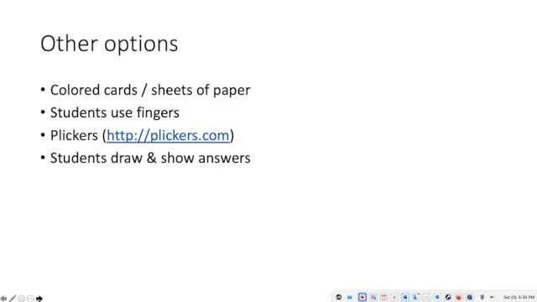When technology fails me, I have my students use fingers to answer questions. I have colleagues that print up colored sheets of paper that students fold up and use to answer clicker questions in class. I have another colleague that uses the Plickers system, and Plickers is really cool.